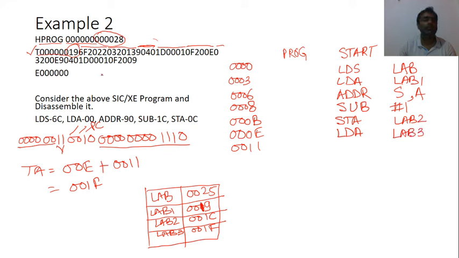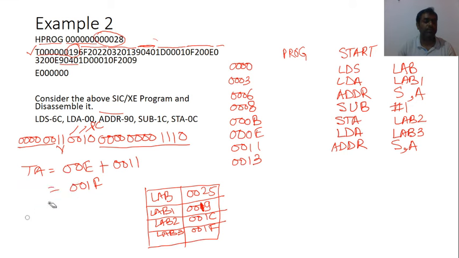Now I have to consider the next instruction, that is what? Next object code 9040, because this is written in format 2. You can see 90 is the opcode of ADDR, so it will be here ADDR. The register number is 4, that means S. The next is 0, that means S comma A. So the next address will be 0013.